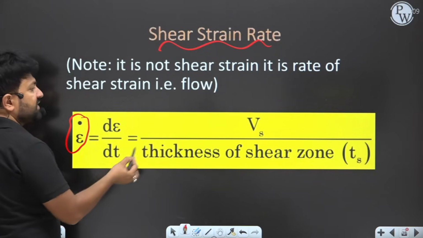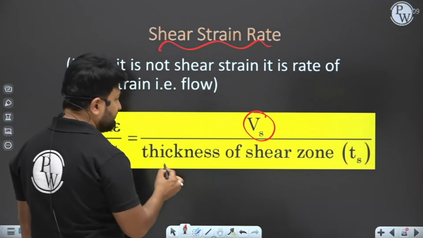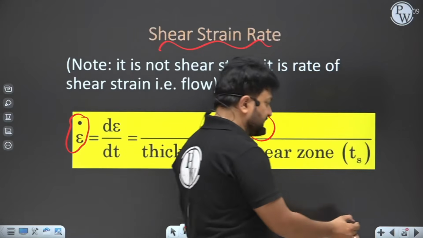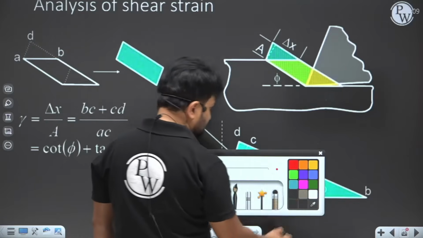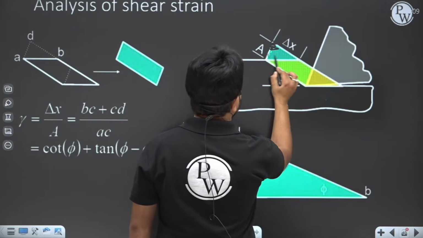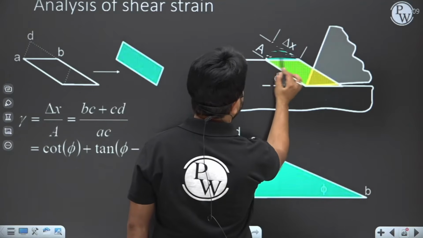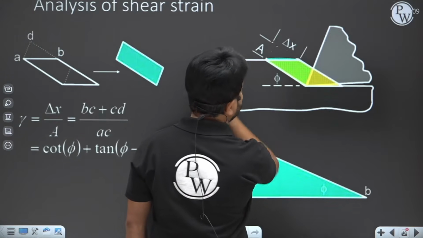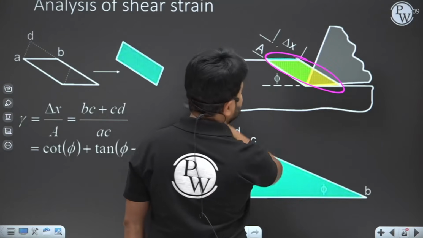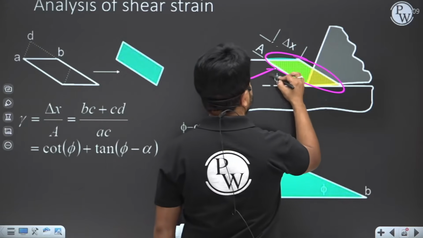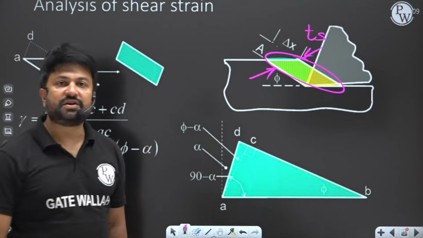When you derive this relation, it comes as shear velocity divided by the thickness of the shear zone. The thickness of the shear zone is denoted by Ts.